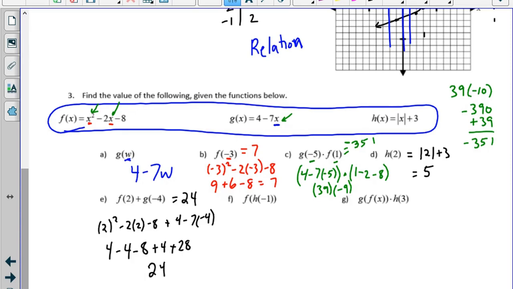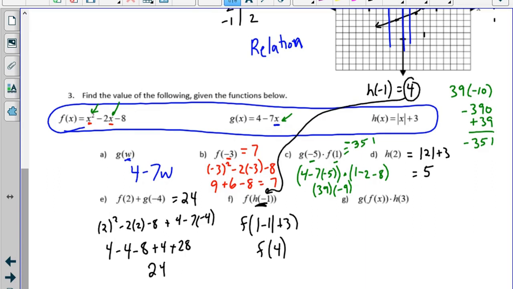F of h of negative 1. So this one is a little bit of a composition. Composition of functions is what happens when I take h of negative 1 and then substitute it back into f. So h of negative 1 is absolute value of negative 1 plus 3. So that's 1 plus 3, which is 4. So what I need to do is f of 4. If I did h of negative 1, that ended up being 4. That then gets substituted in where h of negative 1 was. So I have f of 4.